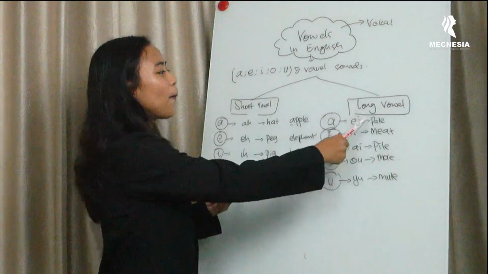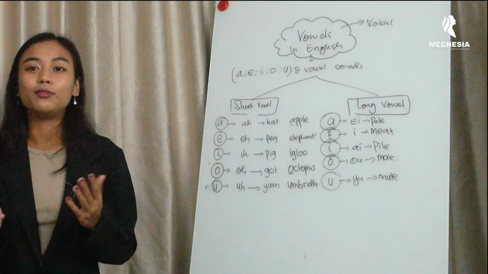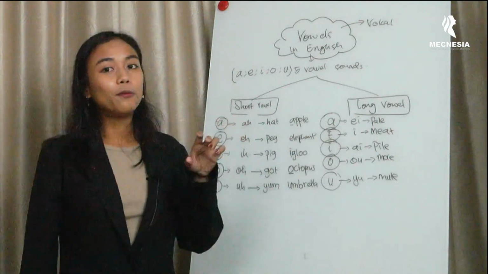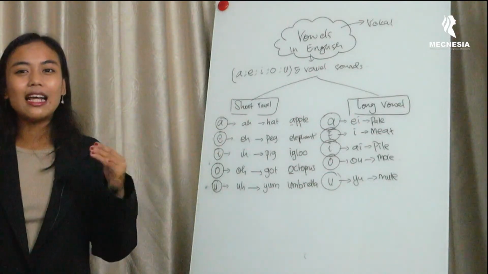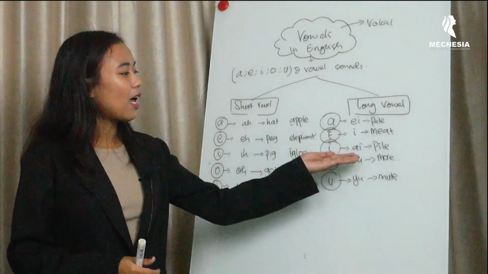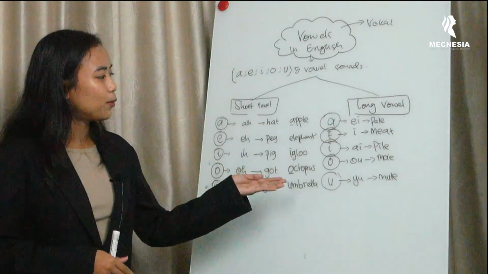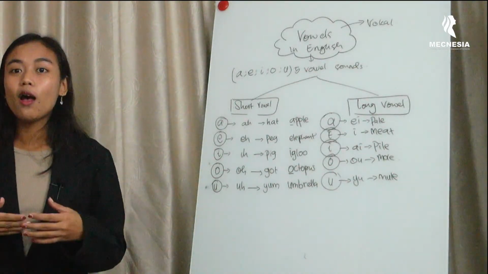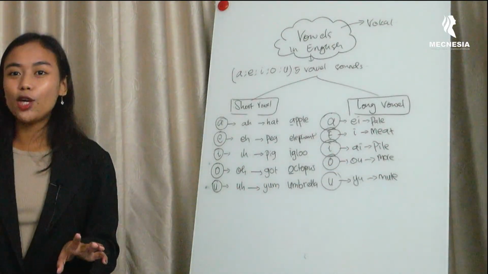For example tadi, pale, pale. We don't say paley, but we say pale, pale. The next we have meat, meat. Oke, meat. Jadi cuma ada I aja di sana, bukan EA. The next we have pile, pile. The next one we have mole, mole. One more time, mole. The next one we have mule, mule.